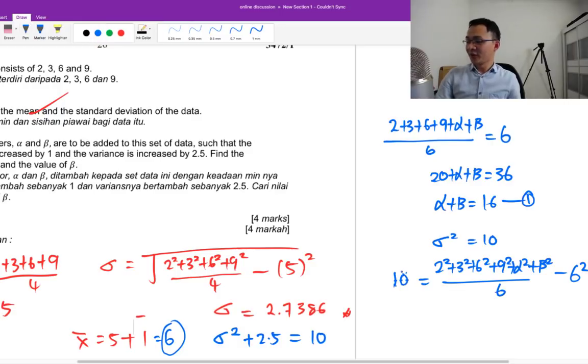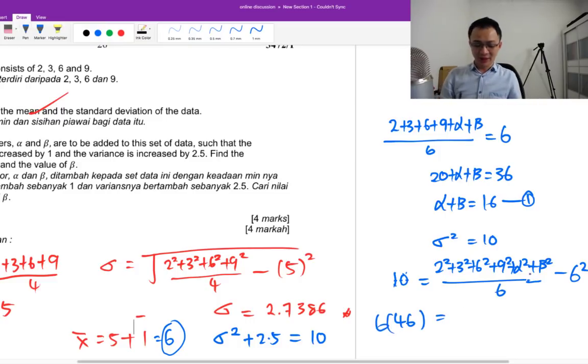You will get 10. So if you get 10 here, I will need to actually solve the thing here. So I will move the minus 6 square to the other side. If minus 6 square moves to the other side, it will be plus 6 square, which is plus 36. Here will be 46. Okay, and then I move the 6 over here, it will multiply 6.